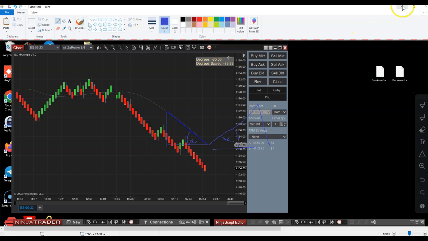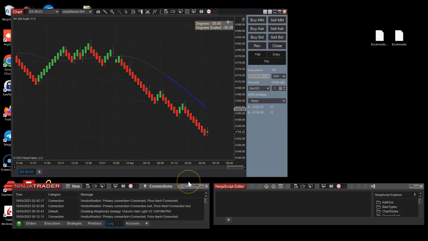So that's the indicator. You can download the source code and watch the videos on the code review to figure out how this is calculated. It's a pretty cool method.